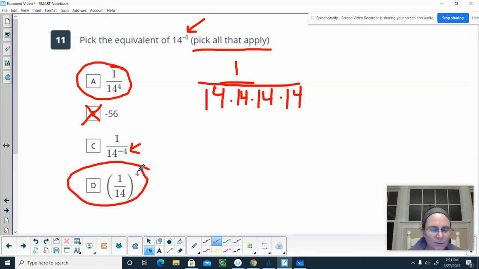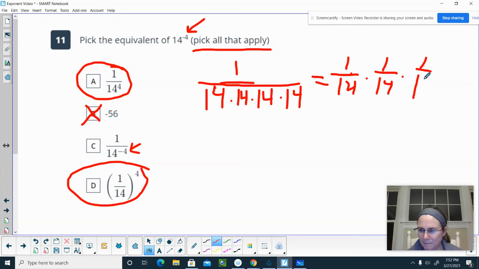Because 1/14 to the 4th power is the same as what we have here. It's going to take me forever to do this. 1/14 times 1/14 times 1/14. That's a 4 over 1/14. So the answers were A and C. A and D.